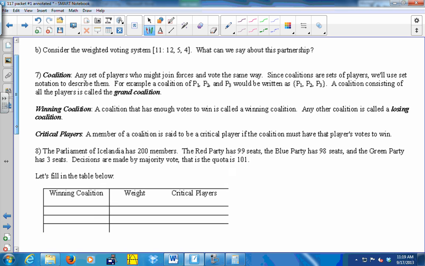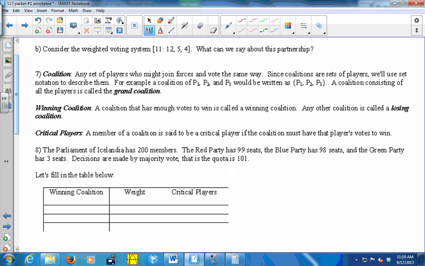All right, here's another weighted voting system. I have no story to go along with this one, but the quota is 11. It takes 11 votes to pass a motion. Player 1 has 12 votes, player 2 has 5 votes, and player 3 has 4 votes. What can you say about that partnership?